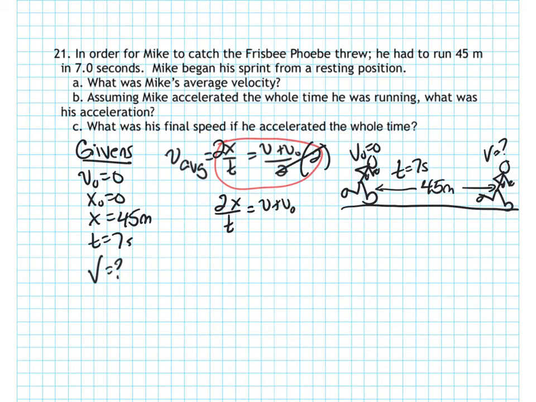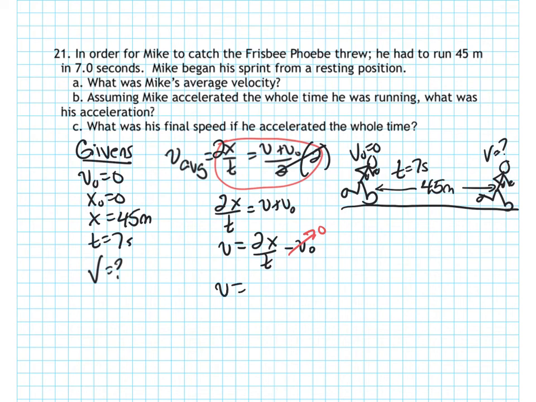Now to isolate v, I'll just subtract v naught from both sides, and I'm going to switch sides just to make things look a little more usual. So v is equal to 2x over t minus v naught. Now the nice thing here is that v naught is equal to 0, so that's just going to disappear altogether. So that leaves me with v is equal to 2x over t.